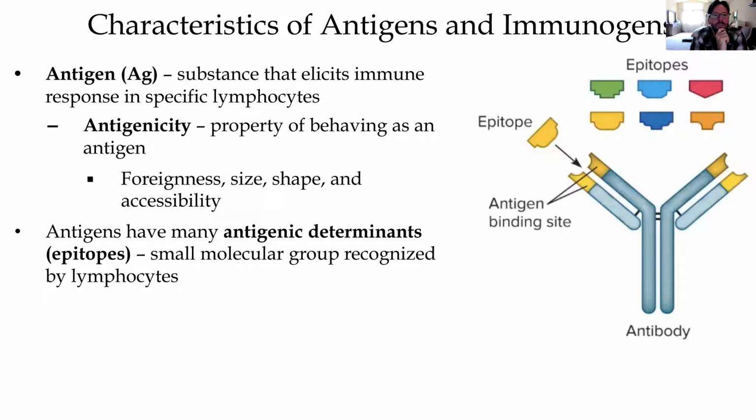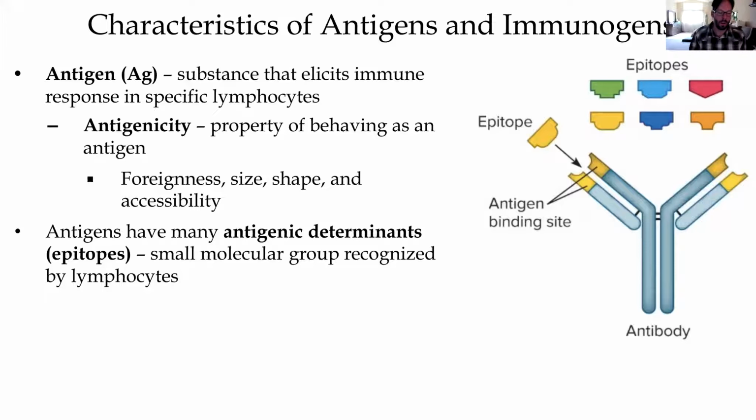Again, an antigen is just something that triggers an immune response. Antigenicity is what we call the property of being an antigen. So if you are an antigen, you are going to have a certain level of antigenicity, the degree of the response that you elicit in these lymphocytes. You're going to be considered foreign, right? And not part of the body.